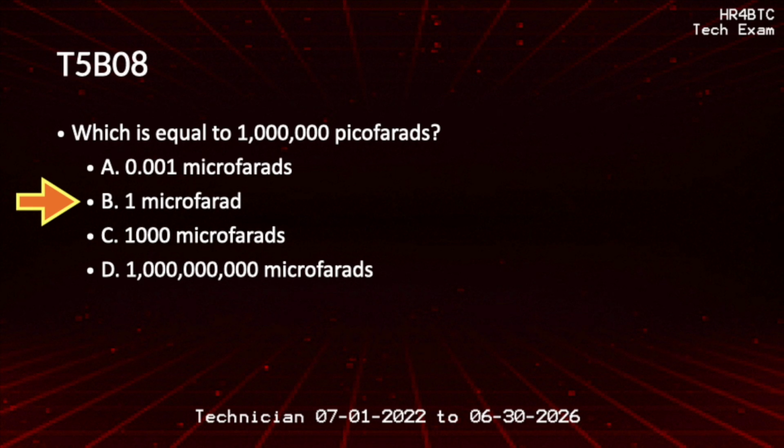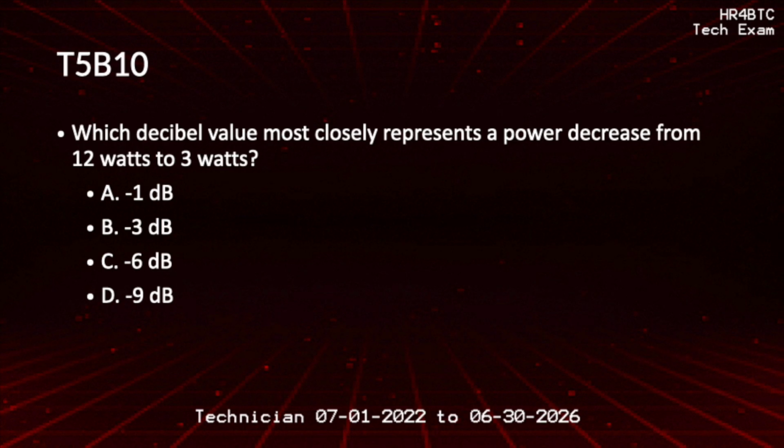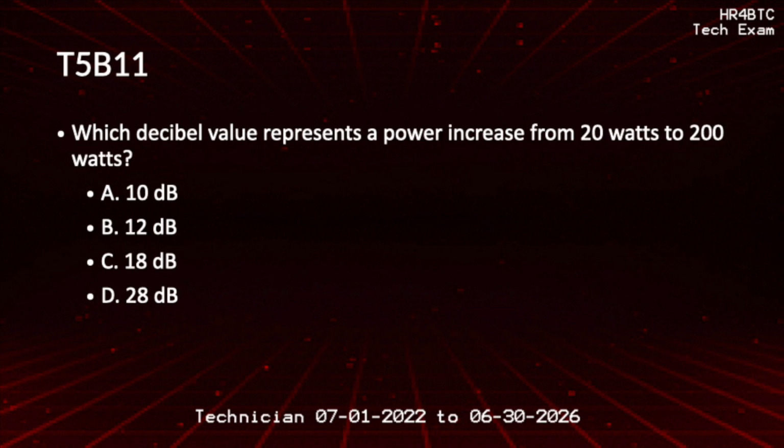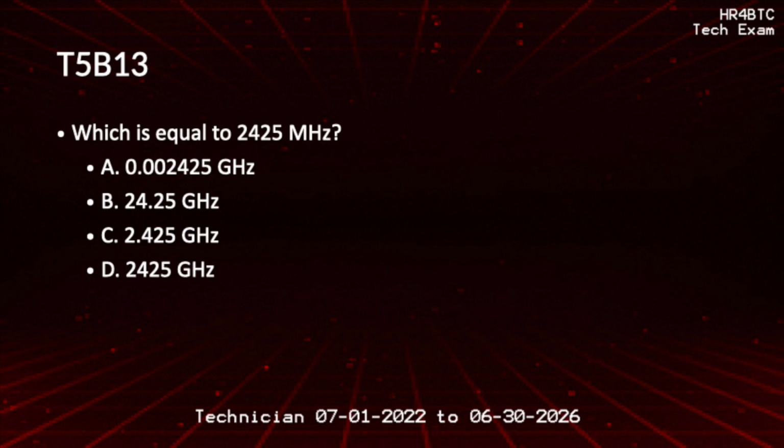1 microfarad. Which decibel value most closely represents a power increase from 5 watts to 10 watts? 3 decibels. Which decibel value most closely represents a power decrease from 12 watts to 3 watts? -6 decibels. Which decibel value represents a power increase from 20 watts to 200 watts? 10 decibels, which is equal to 28,400 kilohertz. 28.400 megahertz, which is equal to 2,425 megahertz.